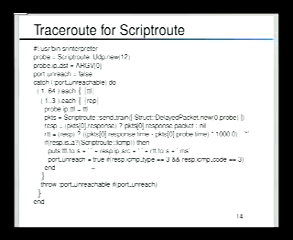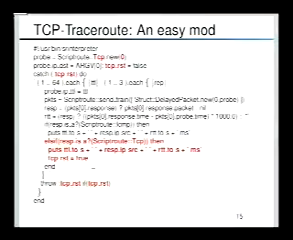Now, if we wanted to modify this in any way, I'm going to modify it so that it does TCP traceroute, sends TCP packets instead. It's actually very simple. It's part of the goal. I've highlighted in red all of the things that you would have to change. You would have to create TCP packets instead of UDP packets, wait for a TCP reset instead of an ICMP port unreachable message. Just a little bit of extra logic.